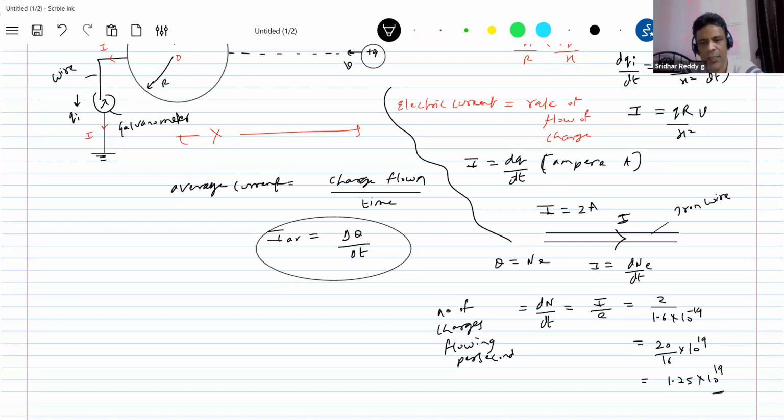There's a basic idea of how many electrons pass through a given cross section of a wire if 2 ampere is flowing. Current divided by the charge of an electron gives the number of electrons flowing per second through a given cross section of the wire. So I introduced the idea that rate of flow of charge is called current. Average current is charge flown per unit time, and instantaneous current is the rate of flow of charge.